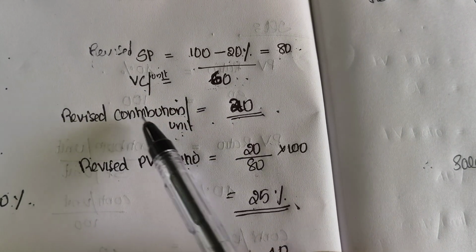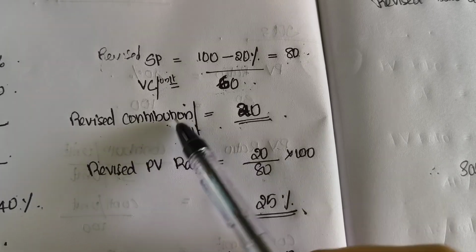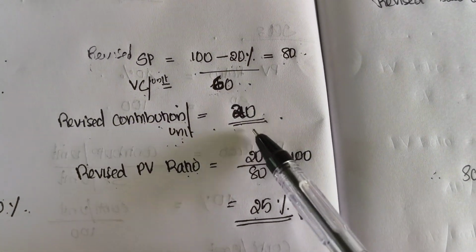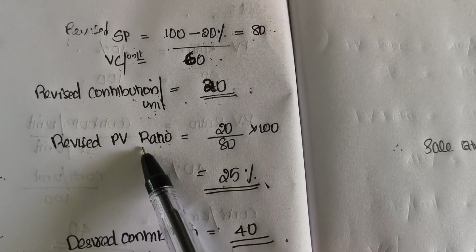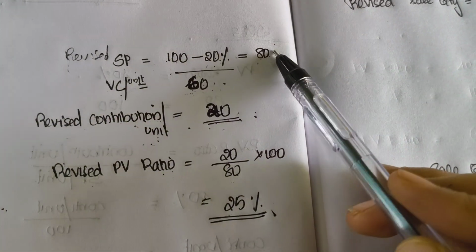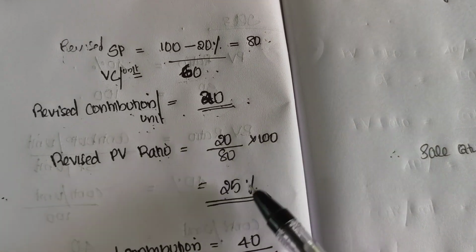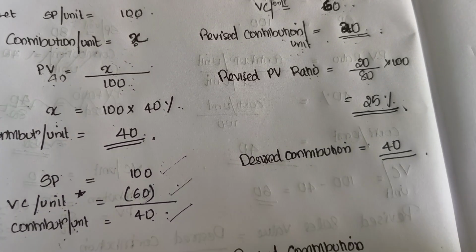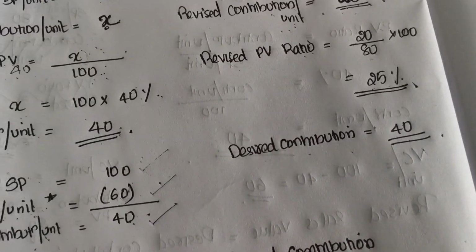So we can find the revised contribution per unit. Revised contribution is equal to selling price minus variable cost. 80 minus 60 gives 20. Now we can also find the revised PV ratio. Revised PV ratio is equal to contribution by selling price into 100. That is 20 by 80 into 100, 25%. But they need to maintain the contribution, right? So the desired contribution level will be 40 in both the cases.